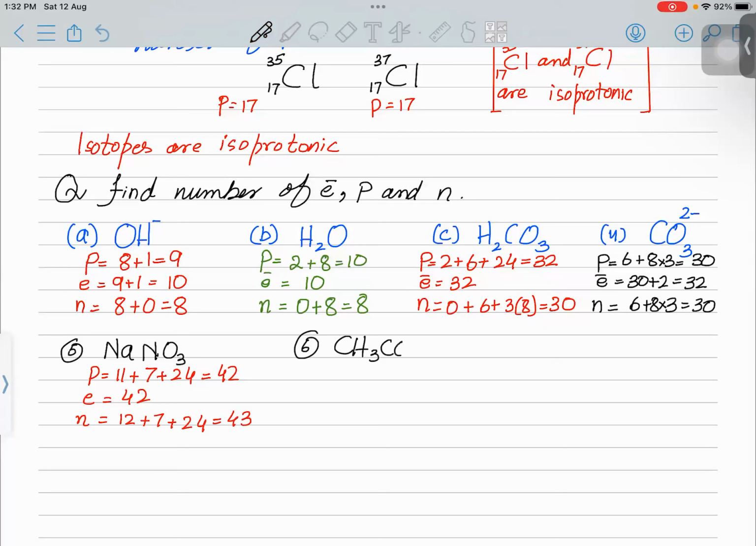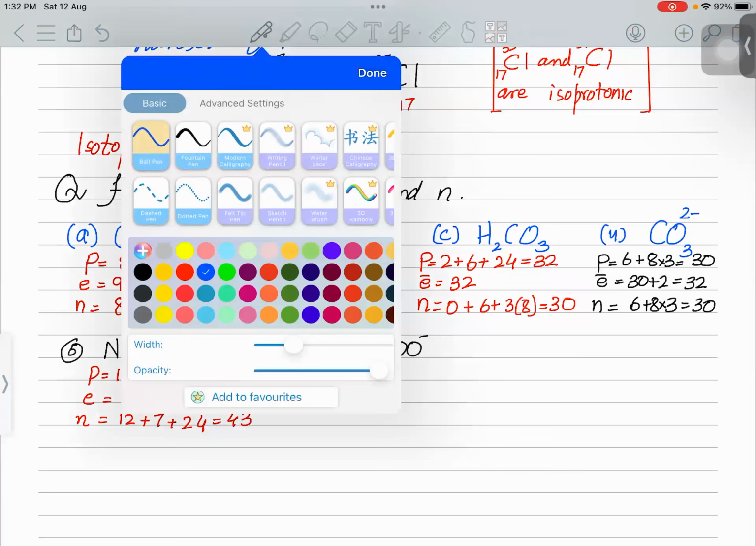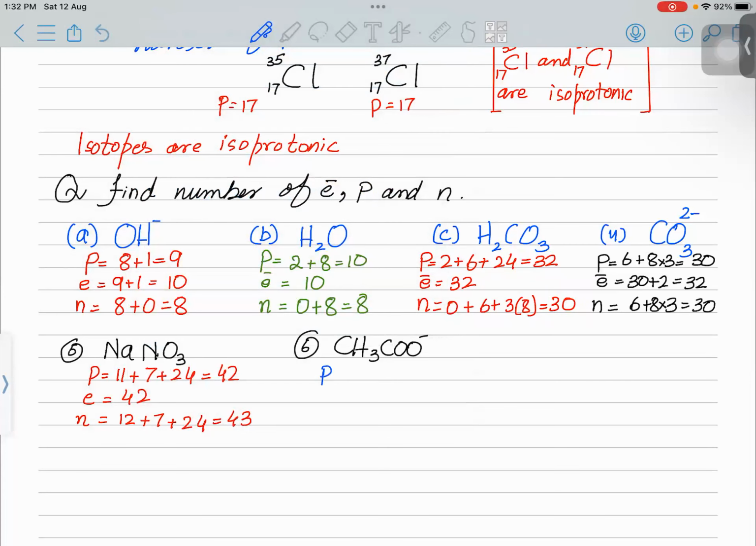CH3COO minus. For protons, carbon has 6 and hydrogen has 3. Carbon gives 6 times 12, well, you can just write 12 because there are 2 carbons, so 6 times 2, and then hydrogen 3 times 1. For oxygen, the atomic number is 8, and there are 2 oxygens, so 8 times 2 is 16.